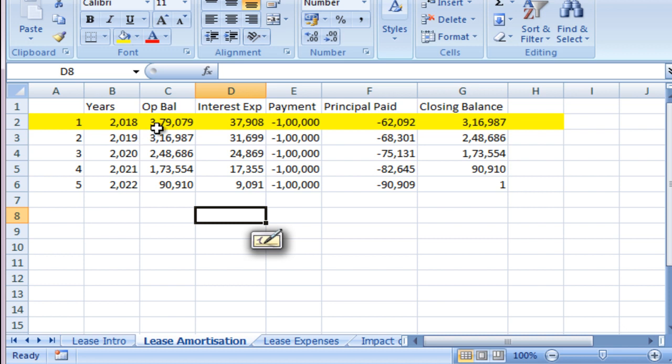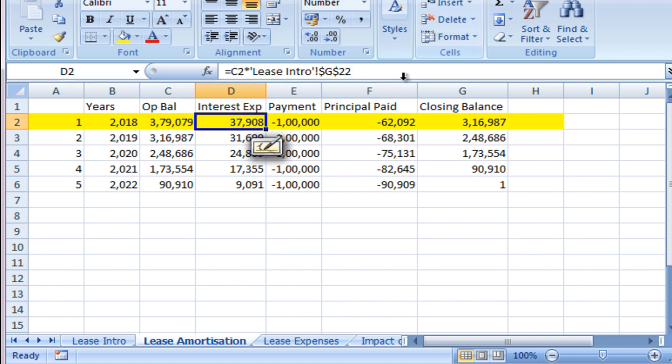My implicit rate of return is 10%. So interest expense is coming out to be 37908. The payment that is made is 1 lakh currency unit. So 1 lakh minus interest expense is coming out to be the principal, and this is the closing balance at the end of the year. So till now this is clear.